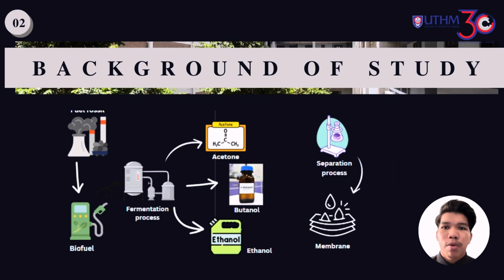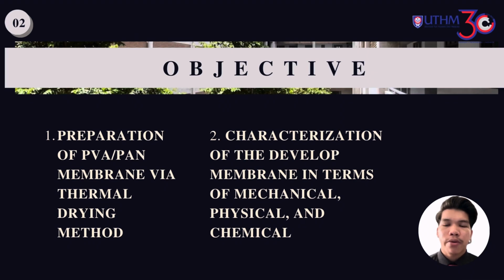For our research, polyvinyl alcohol PVA and polyacrylonitrile PAN are two main materials used in the production of the membrane due to their unique properties. The objective of our research is the preparation of PVA PAN membrane through thermal drying method. This research is also to study the characterization of the developed membrane in terms of mechanical, physical and chemical properties.